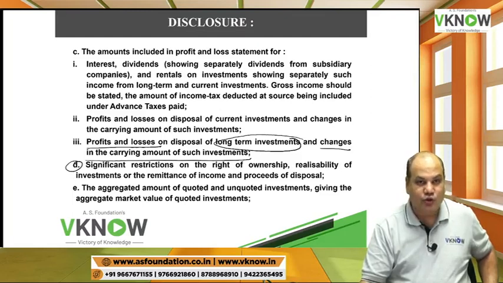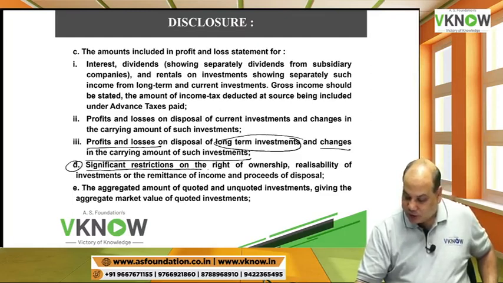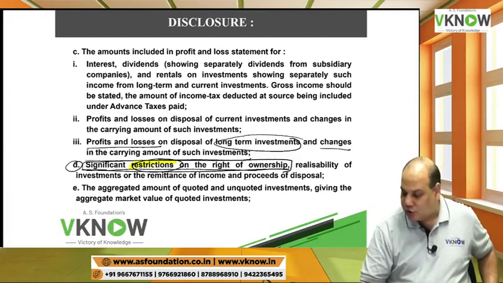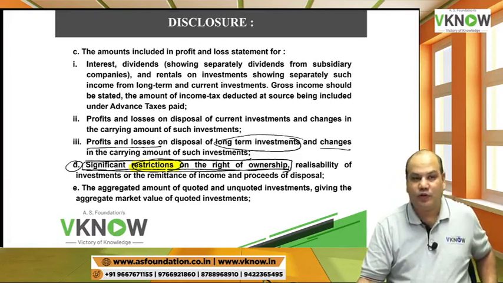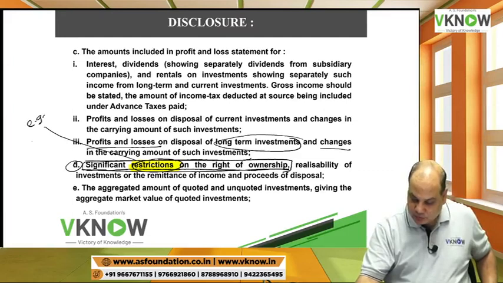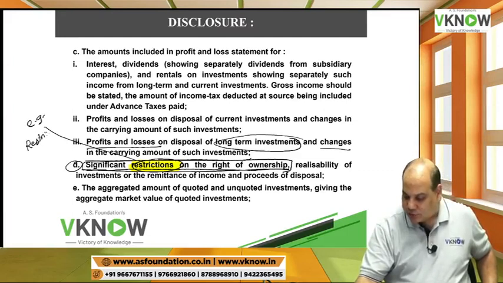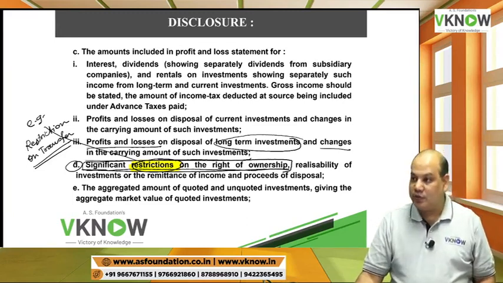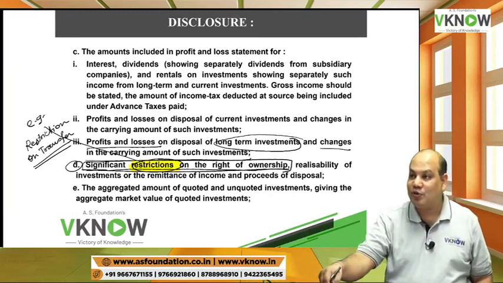Second last disclosure, significant restriction on the right of ownership. If there are any restrictions on being owner of a share, for example, restriction on transfer. Some companies put a restriction on their investor that it cannot be transferred for some years. Is it right? That has to be disclosed.